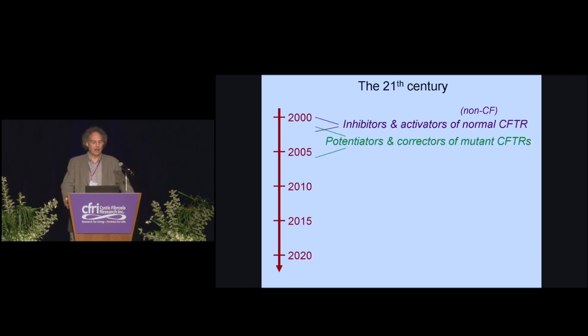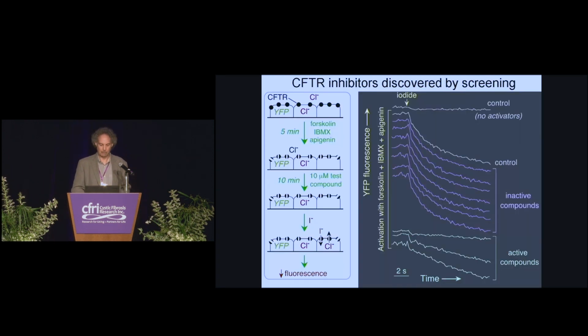Using that, we looked at inhibitors and activators of normal CFTR, as well as potentiators and correctors of mutant CFTRs. I'll start with the former, inhibitors and activators of normal, that is non-CF, CFTR. Bob Bell and the foundation very strongly discouraged us from working on this because obviously it doesn't help to have an inhibitor of CFTR that would cause CF. But I'll try to convince you in a few minutes this was a worthwhile endeavor.